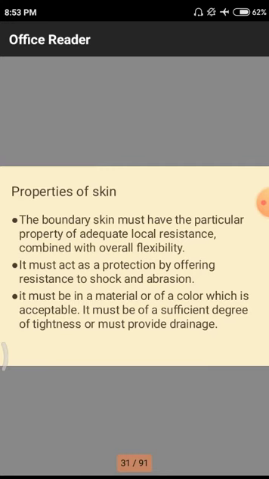It must be in a material or a color which is acceptable. It must have a sufficient degree of tightness, or must provide drainage, so that some quantity of drainage is available. Why? Because the water which is staggered on the surface of the earth will simply be absorbed by the material present in this reinforcing earth contents, so that the water will be drained easily. Otherwise there may be some bulking or bulging of material.